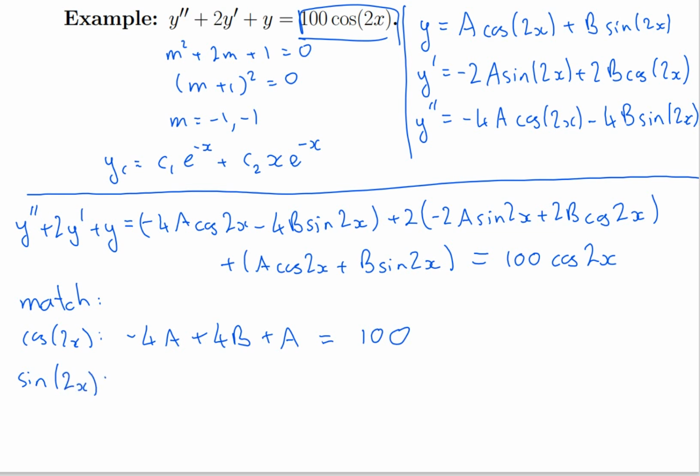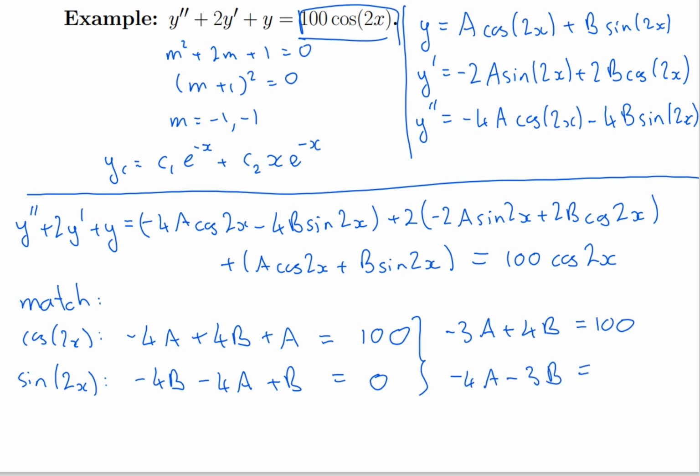Now write down the coefficients of sine 2x on both sides. Negative 4b, negative 4a, plus b. What's the coefficient of sine 2x on the right hand side? It's 0. So you never do anything with those trig functions. You never use trig identities or anything. You just keep them as they are. So what have we got? We've got negative 3a plus 4b equals 100, and negative 4a minus 3b is equal to 0. So 2 equations and 2 unknowns.